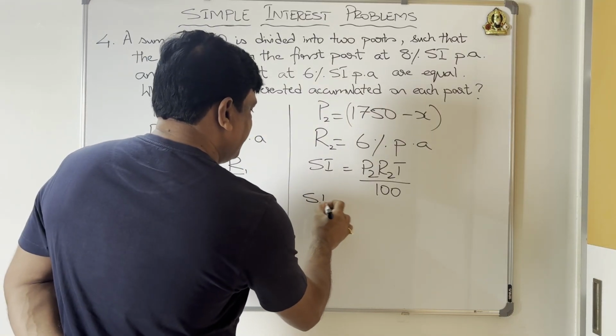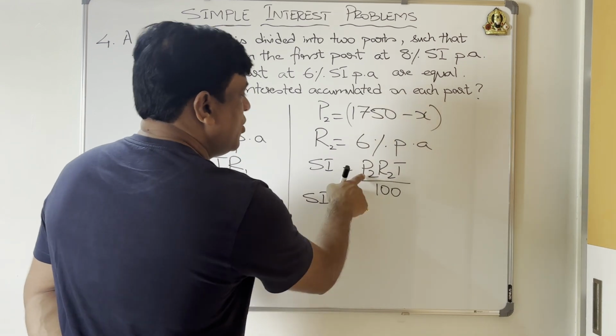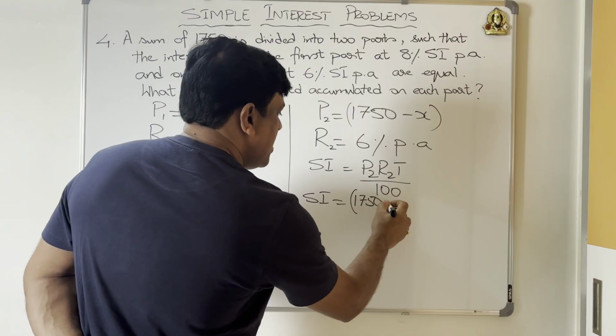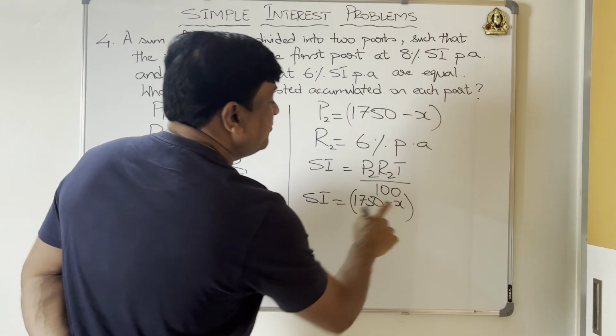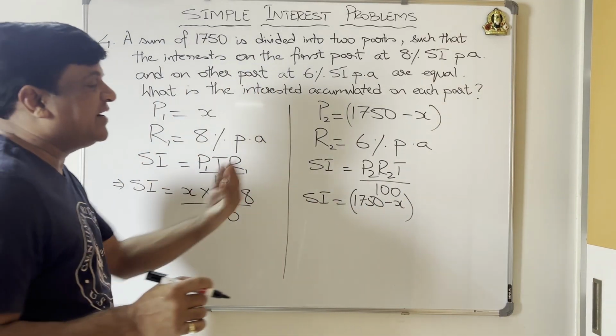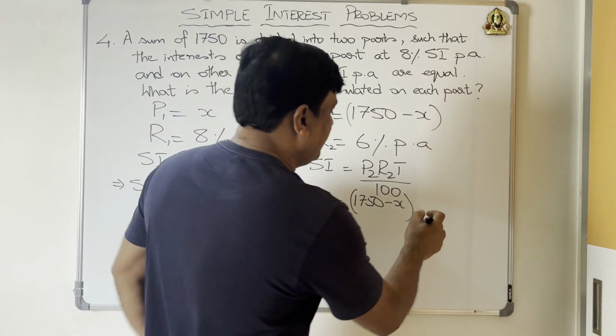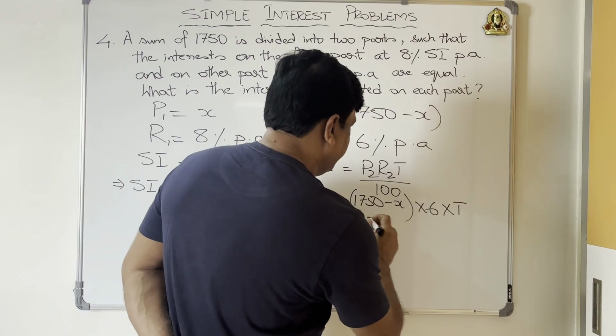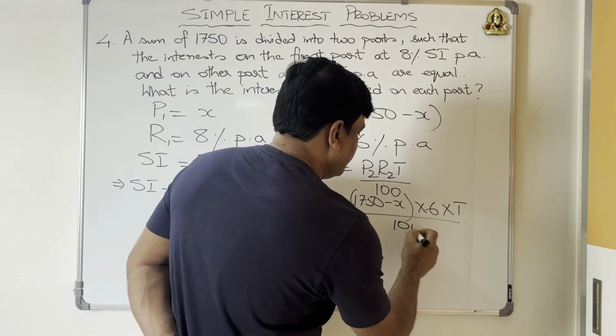Now in the second case, what is the simple interest? What is the P over here? P is 1750 minus X. Always put it in bracket. Don't open the bracket unless you need it. What is the rate here? Rate is 6%. And what is the time? Time is T, over 100.